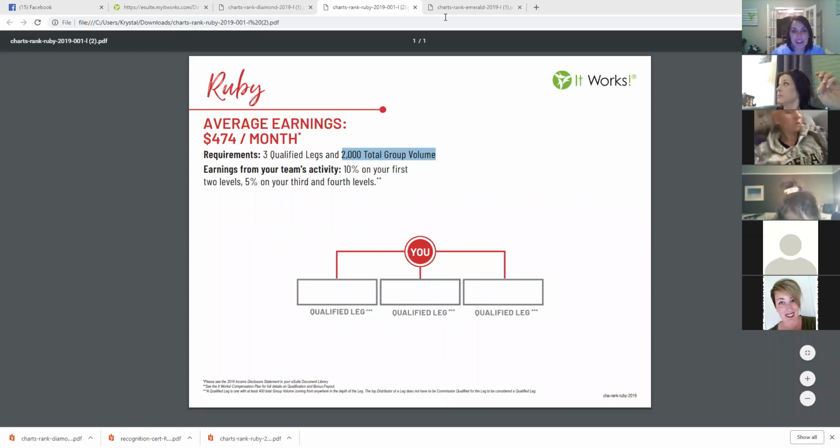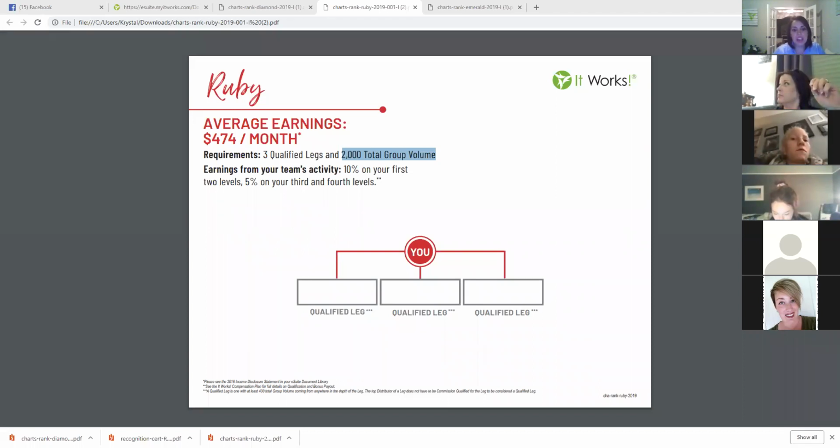Okay, so I can have some text here. So for a Ruby, what you need is you need 3 qualified legs underneath you. When we say qualified legs, these are distributors on your team. So I'm just going to put some different names in here. We're going to chart a Ruby. We're going to pretend that you just signed up Amy, you signed up Karen, and you signed up Sally.